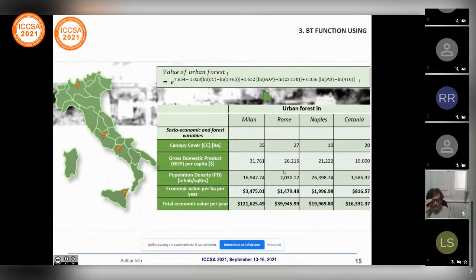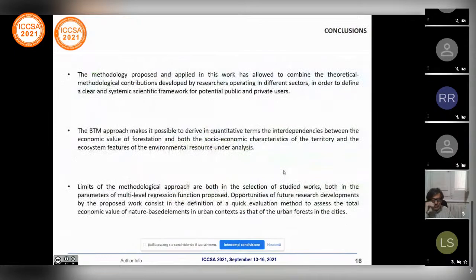In conclusion, the methodology proposed and applied in this work can be combined with theoretical and methodological contributions developed by research operating in different sectors, in order to define a systematic scientific framework for potential public and private users. The benefit transfer method approach can be considered in order to implement, in a specific manner, the System of Environmental Economic Accounting proposed at the international level.